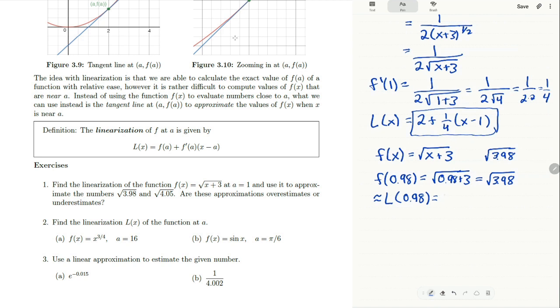So L of 0.98 is 2 plus 1 over 4 times 0.98 minus 1. And so this would be 2 plus 1/4 times negative 0.02.